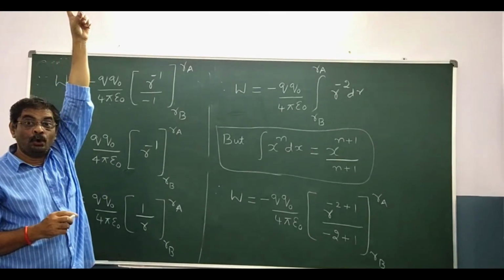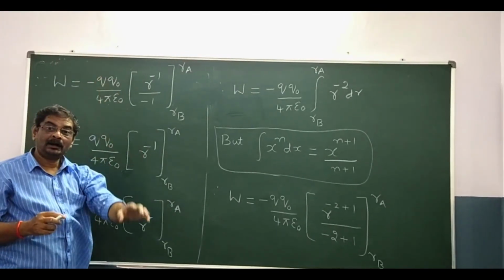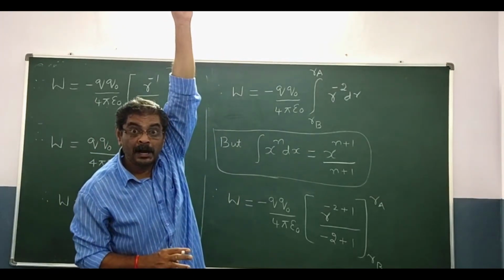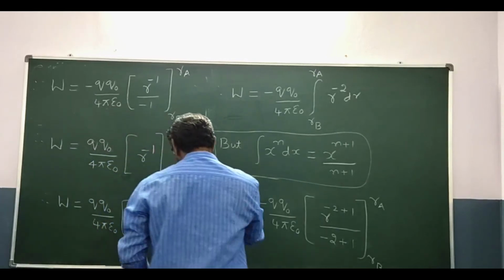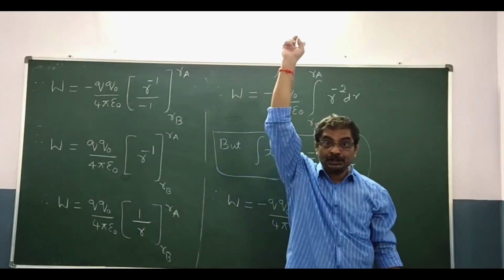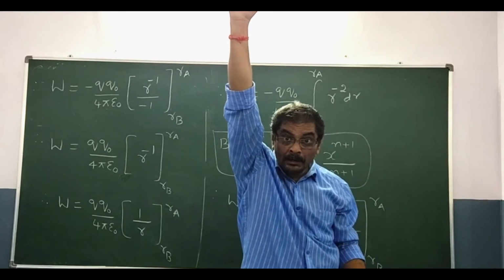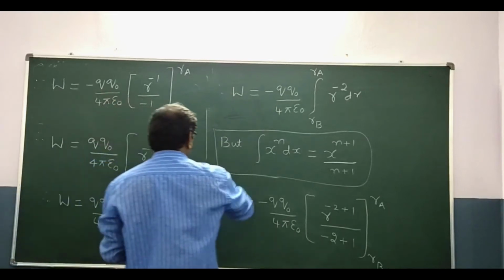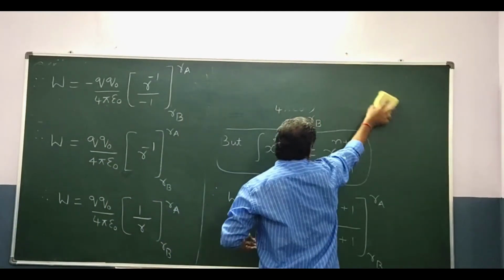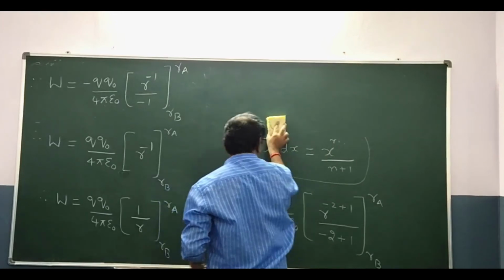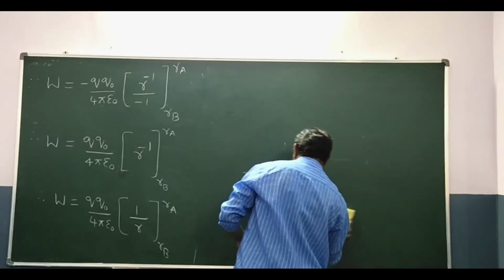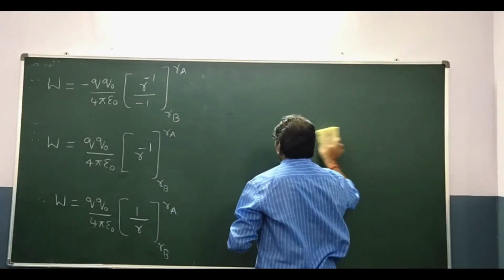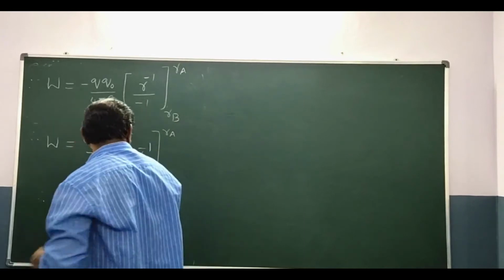Now substitute the upper limit minus the lower limit. In the place of R, substitute the upper limit minus the lower limit. Now let us see what we are going to get by substituting the limits of integration.